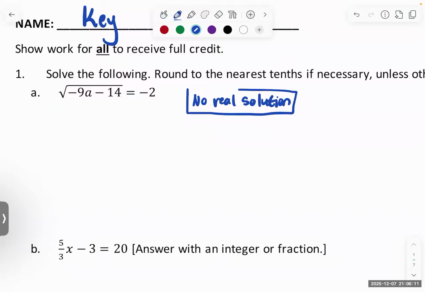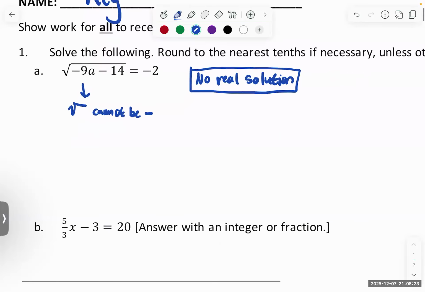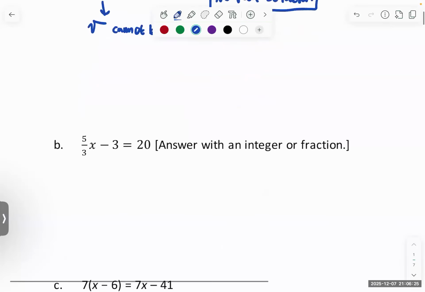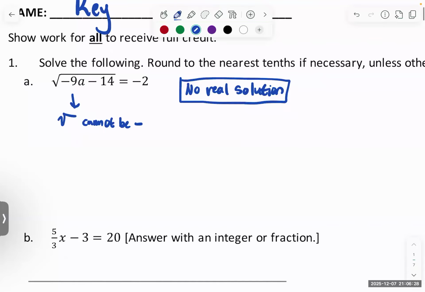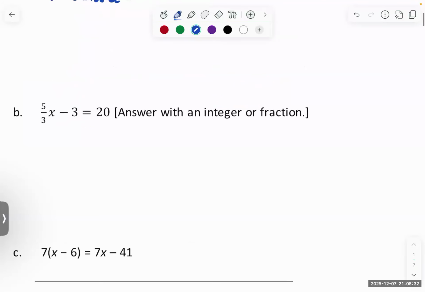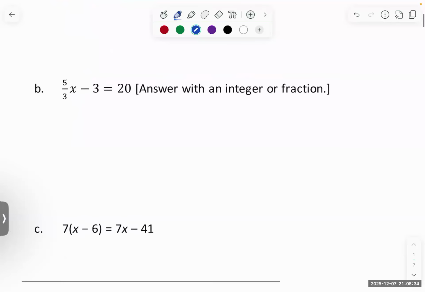And the reason why is because square roots cannot be negative. You will never take a square root of a number and get a negative number. So automatically it's not real. Super. All right.